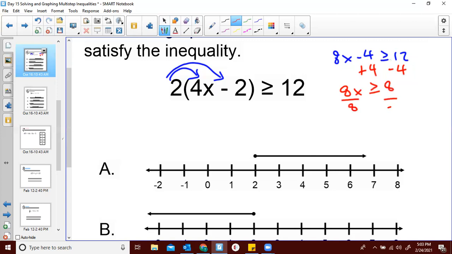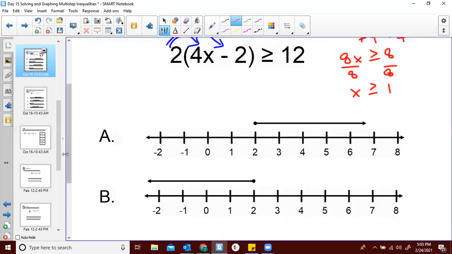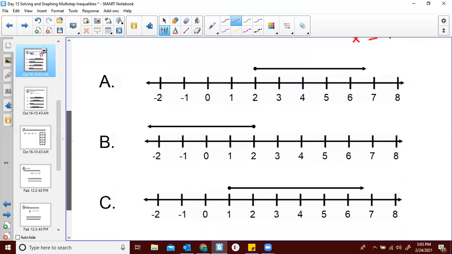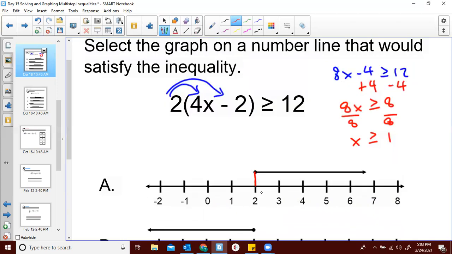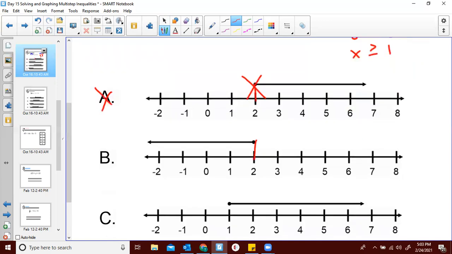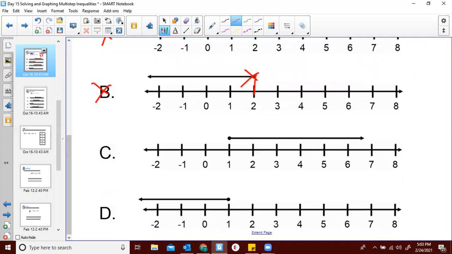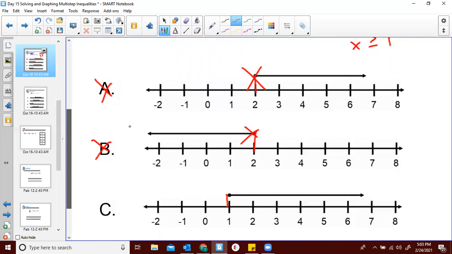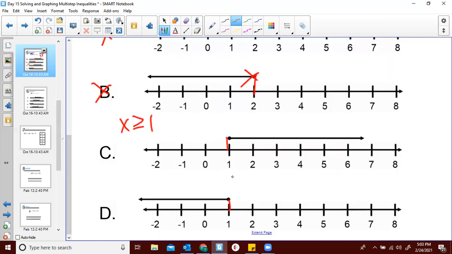Divide by 8 on both sides. And look, we divided by a positive, so we don't change the sign. And what we're going to say is that x is greater than or equal to 1. So I need to come down and look at my points. Well, look, this is at 2, so A is gone. Again at 2, B is gone. C is at 1, so we got to think, and D is at 1. Well, what do we have? We had x is greater than or equal to 1. So we want to look at all the numbers that are bigger than 1 and or equal to it. All right, so C is going to be our answer.